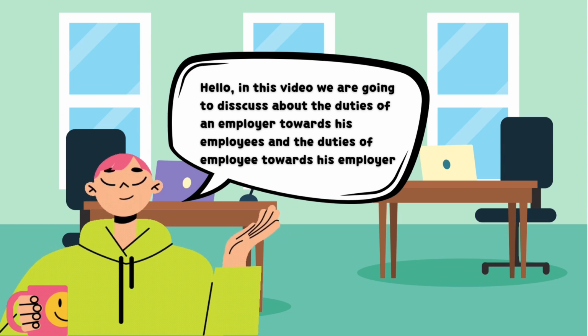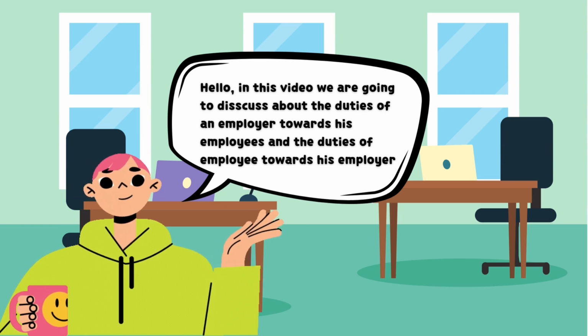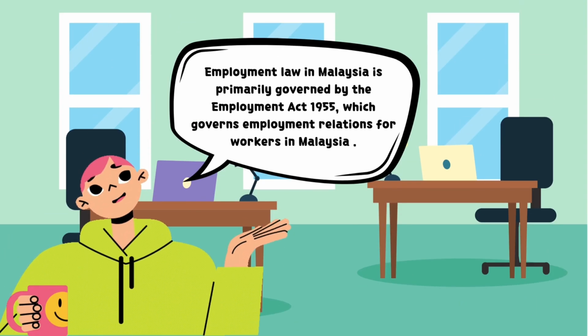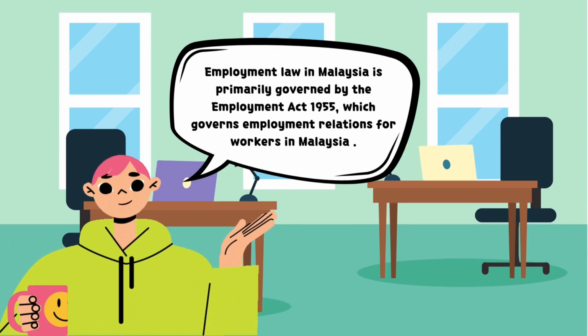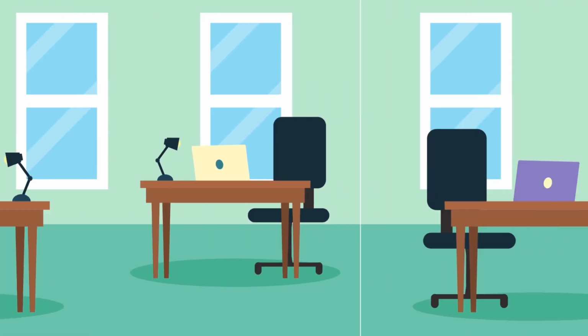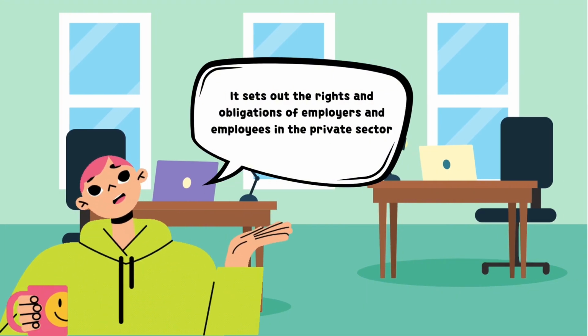In this video we are going to discuss the duties of an employer towards his employees and the duties of an employee towards his employer. Employment law in Malaysia is primarily governed by the Employment Act 1955, which governs employment relations for workers in Malaysia. It sets out the rights and obligations of employers and employees in the private sector.